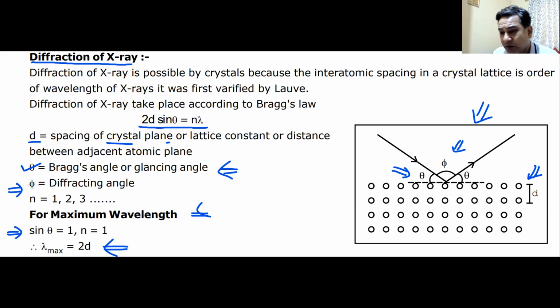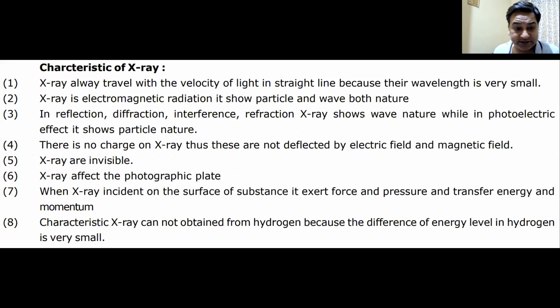These are some topics which are never discussed in the class: diffraction of X-rays. If a question comes, probably you will be among the very few who would be able to answer this. Have you noted it down? Yes, sir. Then, sir, again, characteristics of X-rays: many questions have come straight away from this characteristic. So you must remember each and every characteristic.